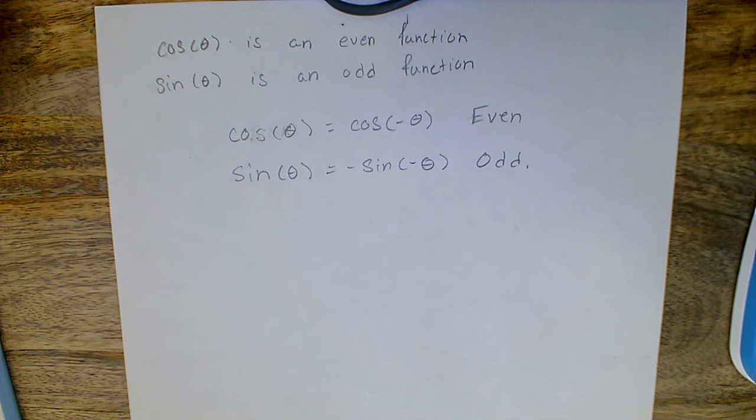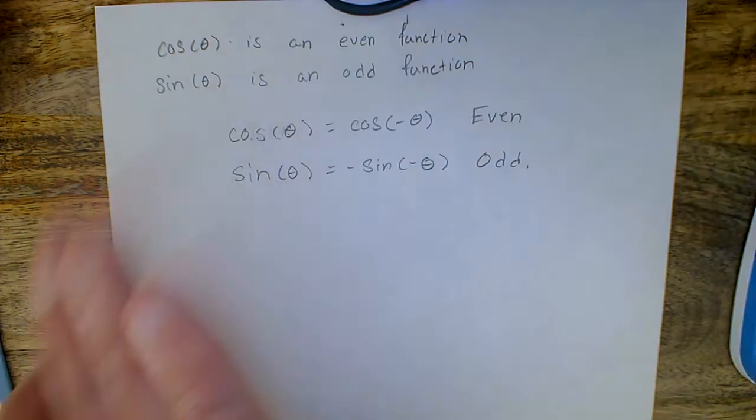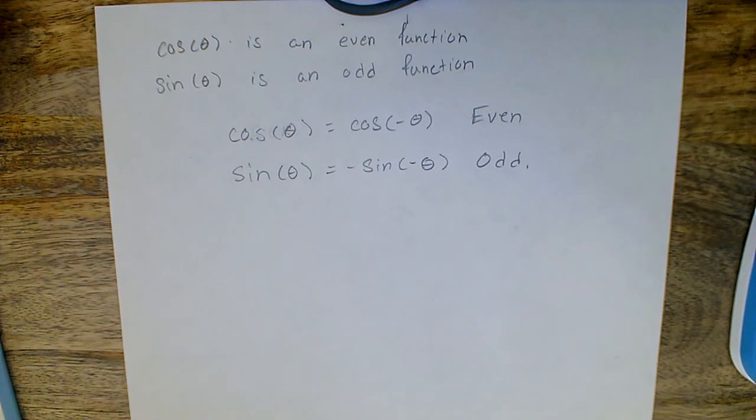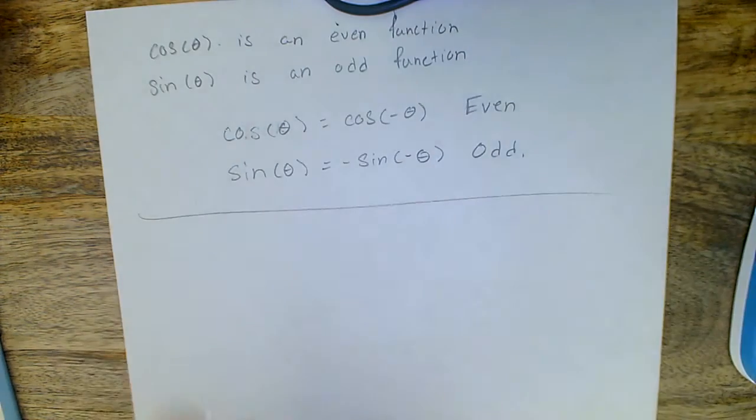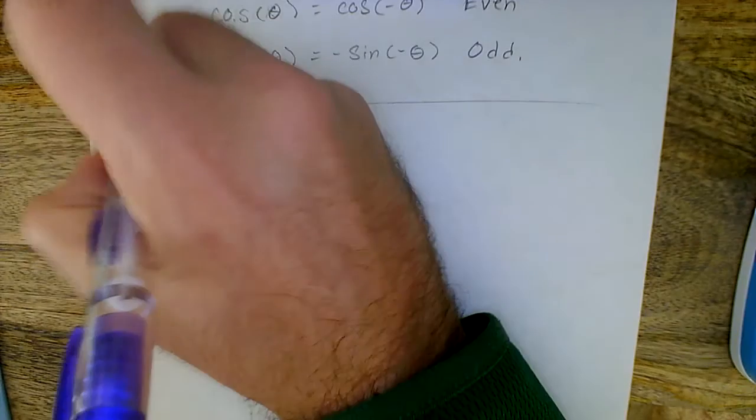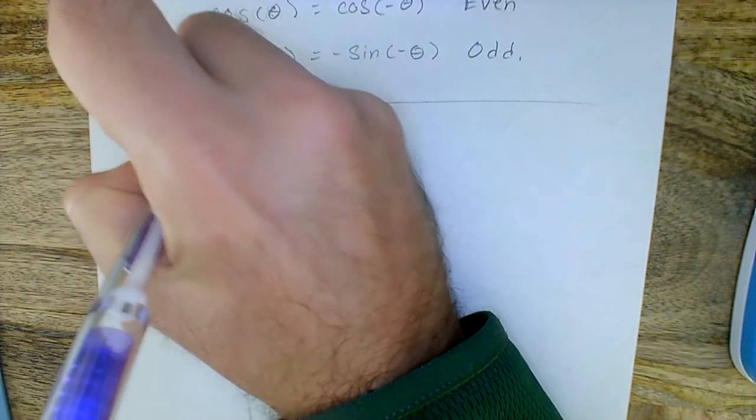Okay, and what that means is if it's even, remember, you can copy it across the y-axis, and if it's odd, it's like a reflective thing. So we'll see more of this when we graph the functions. We also want to introduce this idea of periodic functions.